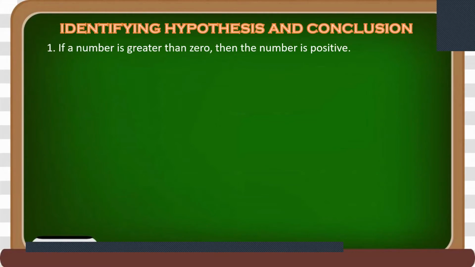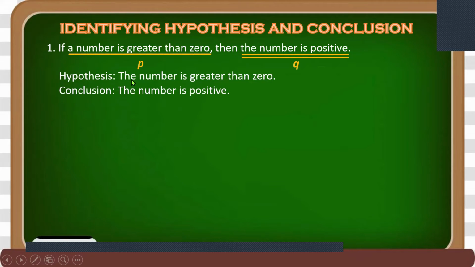Now, let's proceed to identifying hypothesis and conclusion. Example number 1. If a number is greater than 0, then the number is positive. Our hypothesis is a number is greater than 0. Dahil nandito po yung salitang if. And also, our conclusion is after the then, the number is positive. Therefore, the hypothesis is the number is greater than 0, and the conclusion is the number is positive. Madali lang naman po siya tandaan.